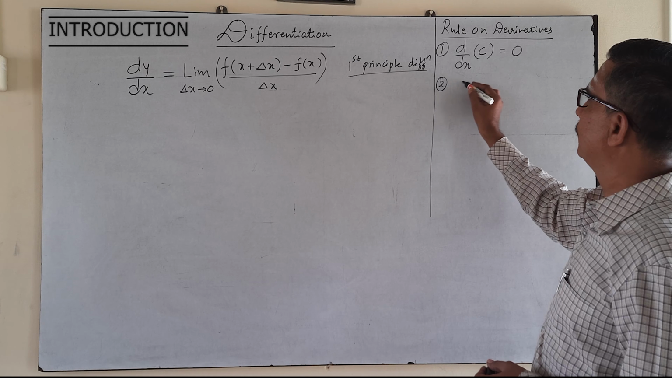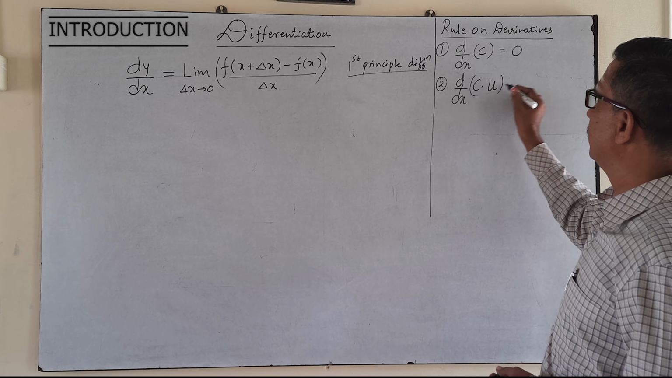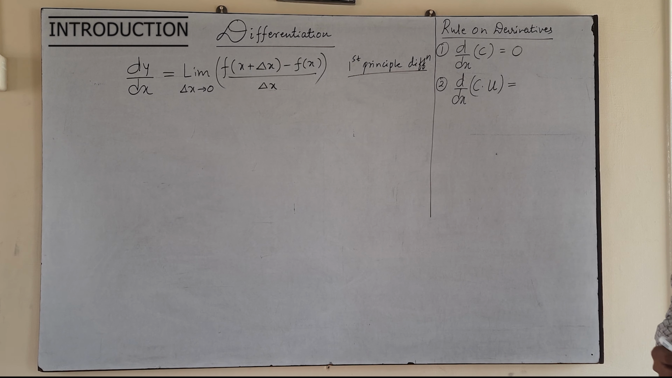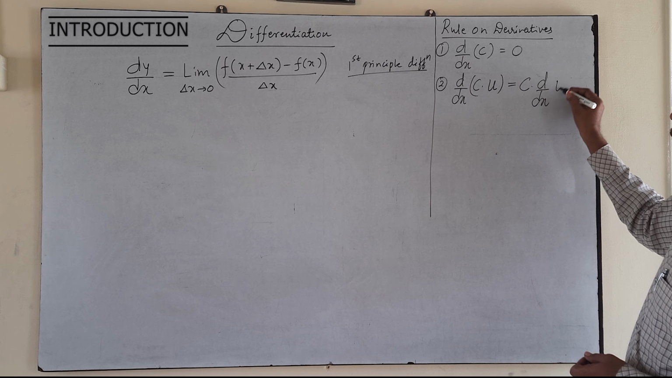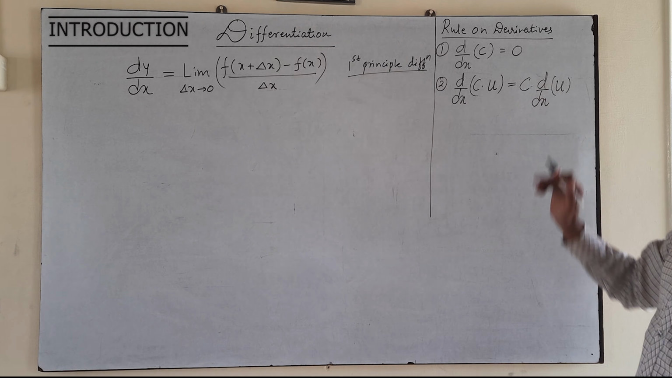What does rule number 2 say? Derivative of a constant and a function. When a constant term is given along with a function, what is its derivative? The constant term as it is, into the derivative of the function. The constant must stay as it is, times the derivative of the function.